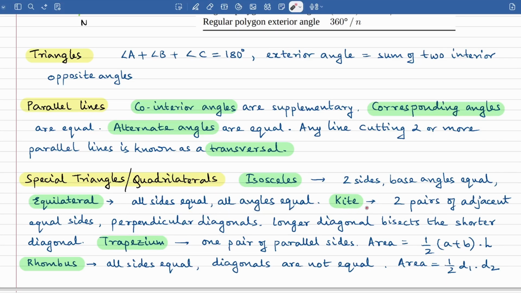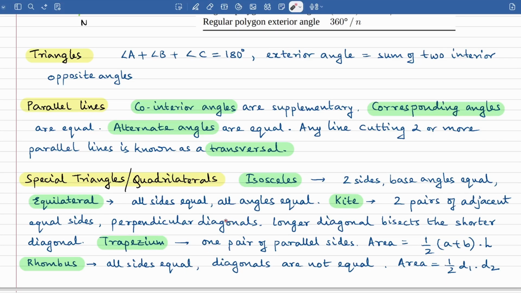Moving on to quadrilaterals. The first weird shape we encounter is a kite. A kite can be basically defined as two isosceles triangles stacked on top of each other. It has two pairs of adjacent equal sides and perpendicular diagonals. The longer diagonal bisects the shorter diagonal. Also remember that the figure is symmetric around the longer diagonal, which means that the two triangular halves, right and left side of the longer diagonal, are equal. So the longer diagonal also bisects the angles it passes through. A trapezium has one pair of parallel sides.